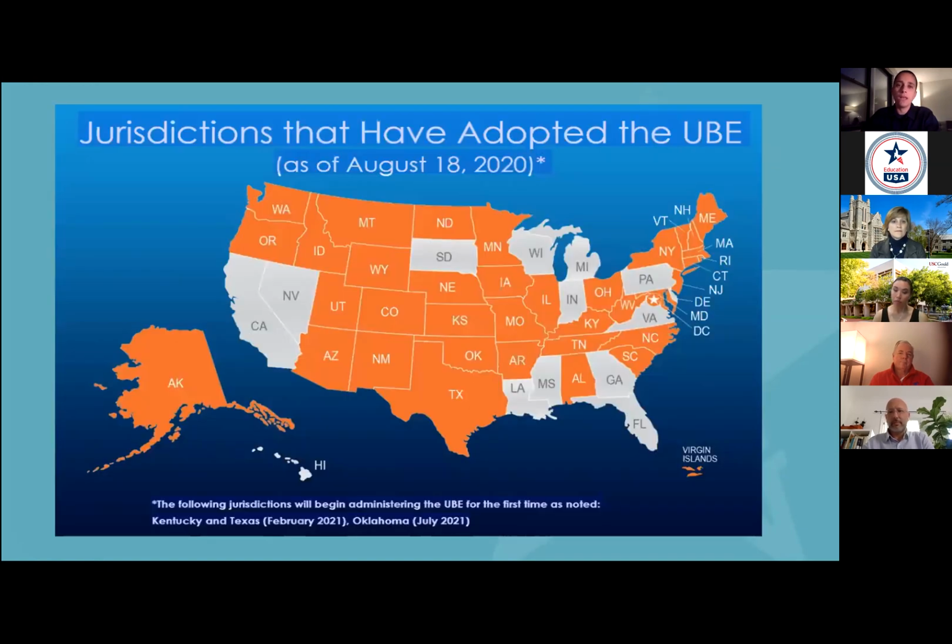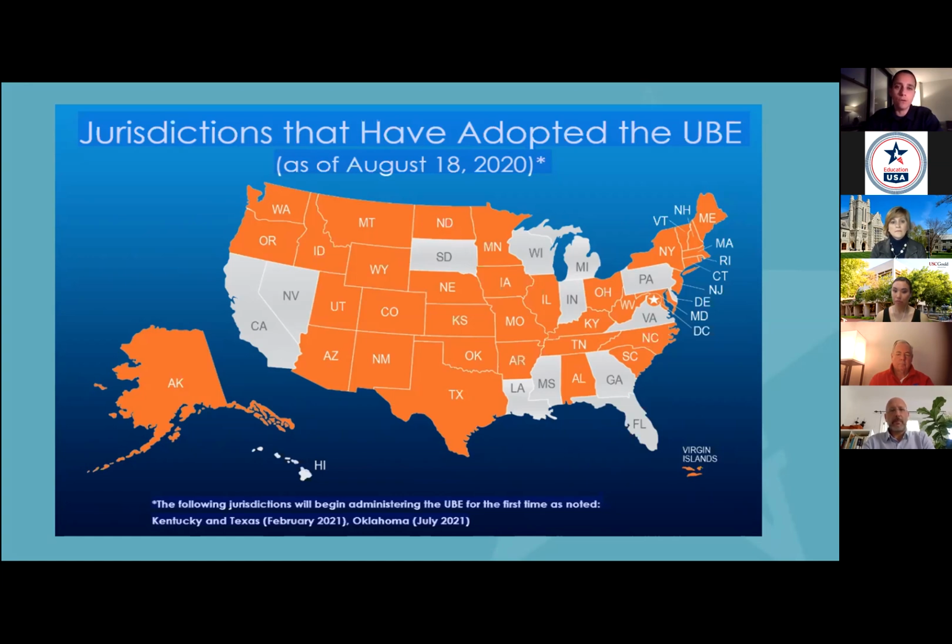Here you can see the jurisdictions in the United States that have adopted the UBE, and you see that not everything is orange, so there are still states in the US that haven't adopted the UBE, and California, as my colleague mentioned, is one of them. So if you take the exam in California, you cannot use the score to apply for admission in another state, because California is not part of the UBE just yet. It may change in the future, so it's a good idea to always keep an eye on that map.